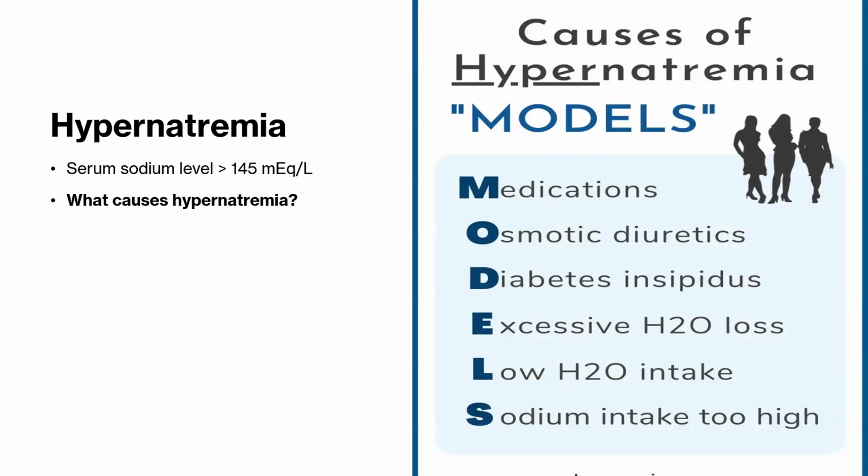Hypernatremia, we're switching now. Let's talk about hypernatremia. This is going to be too high of sodium content, greater than 145. So what causes hypernatremia? Causes can be decreased sodium excretion, meaning that they're not excreting enough sodium out of the kidneys, and that can be corticosteroids like prednisone, which increase sodium retention in the renal tubule.